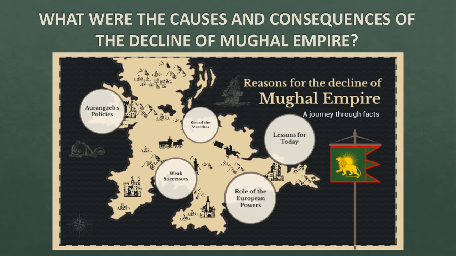So firstly, on a broader canvas, the major reasons for the decline of the Mughal Empire were the seeds sown by Aurangzeb's policy. Aurangzeb was one of the rulers of the Mughal Empire who introduced many policies which affected the Mughal Empire in various ways. One of his famous policies was Deen-e-Ilahi. The other problems which we will be studying are the rise of Marathas and other foreign forces, the weak successors, a succession race, and the role of the European powers, especially the British.